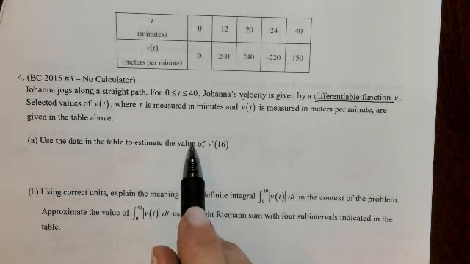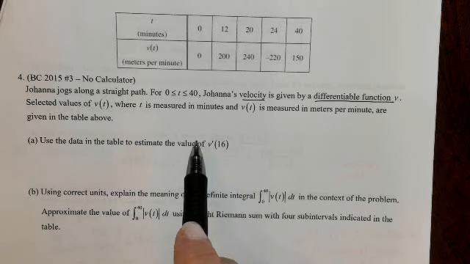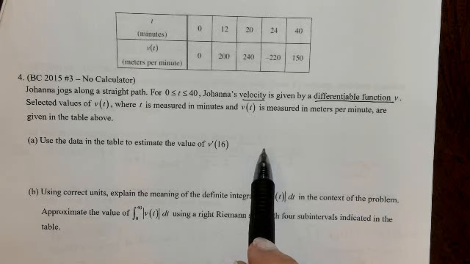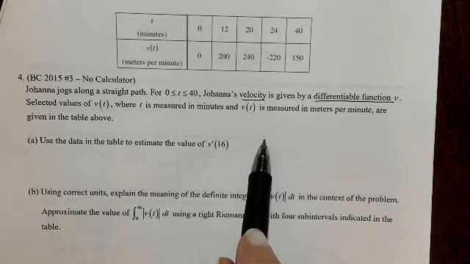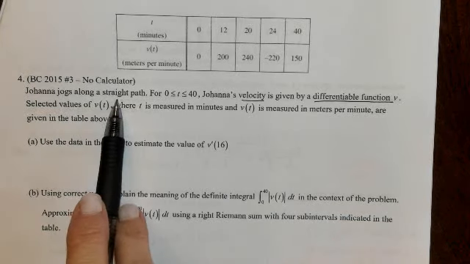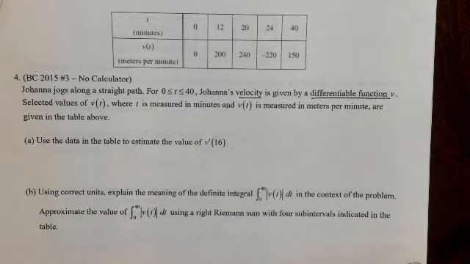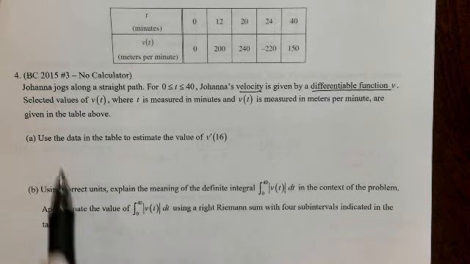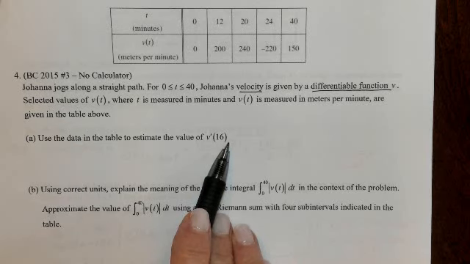Okay, because this problem deals with velocity and time, I could have put this in our review for topic 7, the review of vertical and horizontal motion, because she's jogging on a straight path. But it also has data, so I ended up putting it in here. All right. Part A, use the data in the table to estimate v prime at 16.